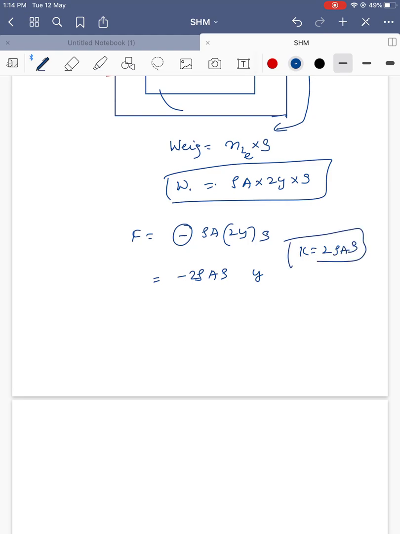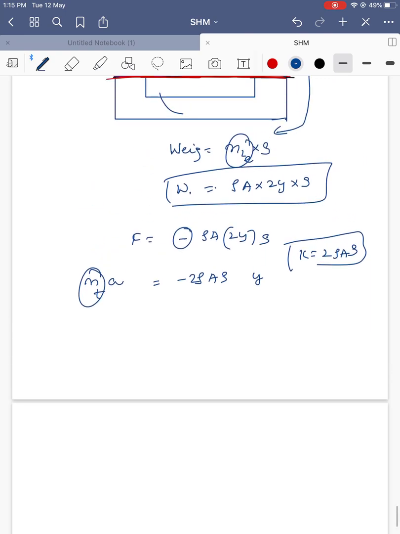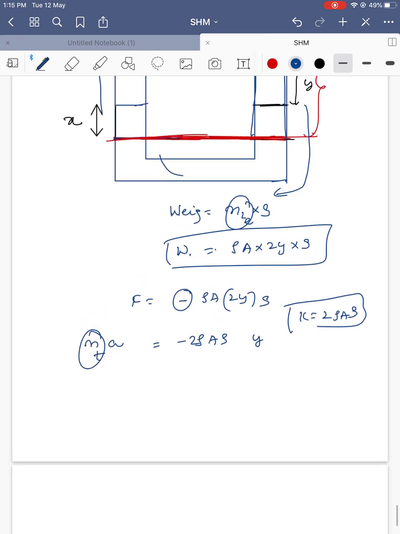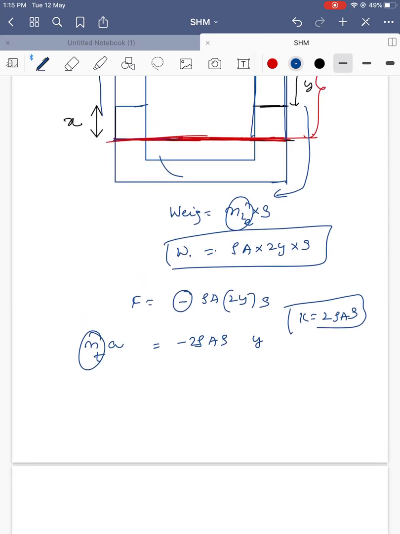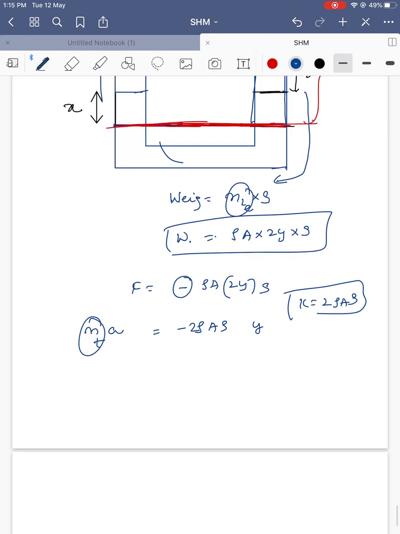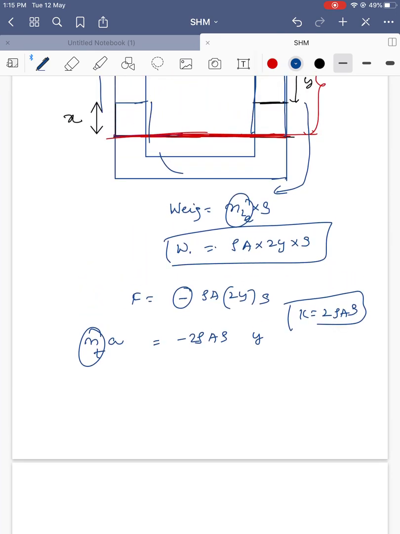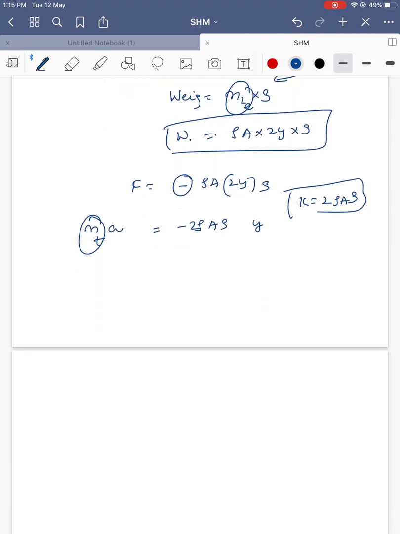So F is nothing but mass into acceleration. What mass? Here mass is excess mass, but here we should consider total mass. What is the total mass? I am considering the total length of the liquid, from here to here, as L, uniform cross section. So total mass is equal to density into area into length.